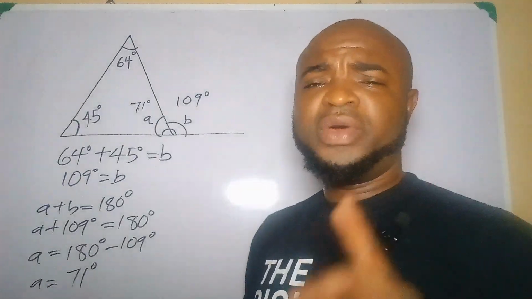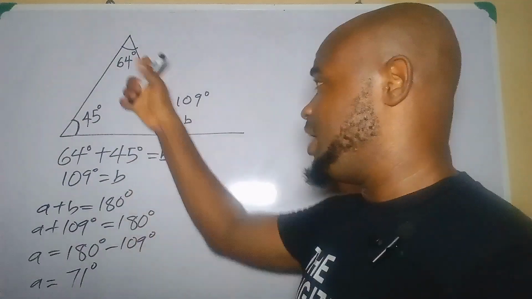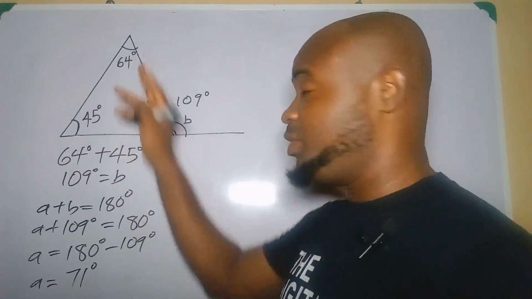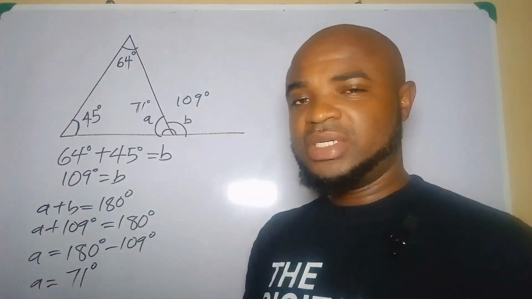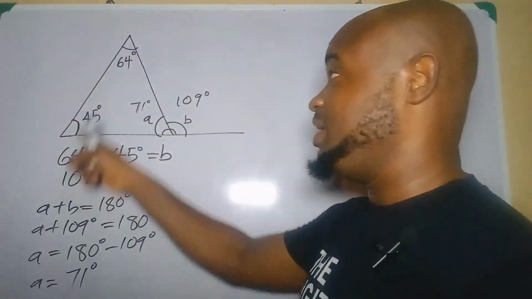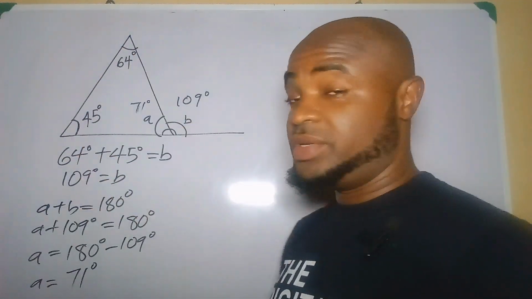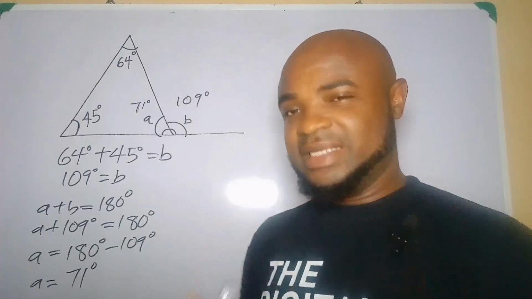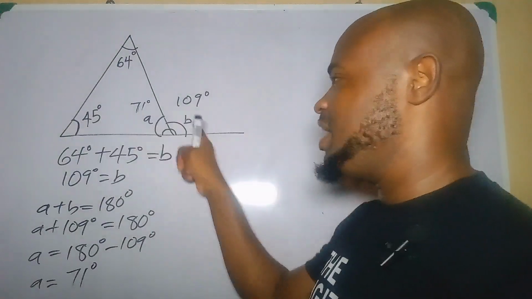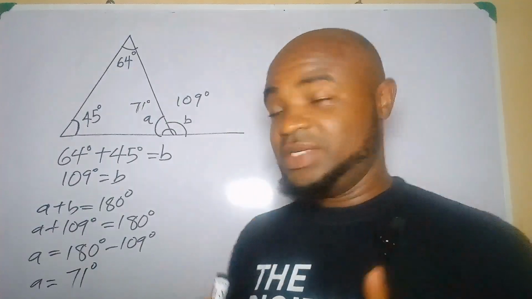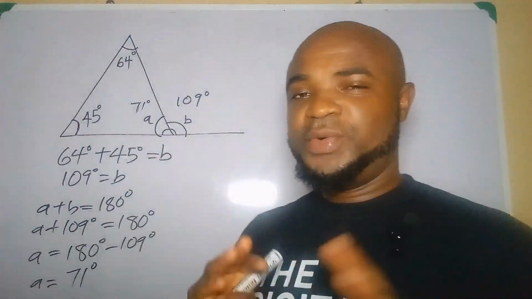And now, one more thing we're going to do before we leave: ensure you add up all the three angles inside this triangle. Always add up the three angles inside the triangle to be sure that yes, the sum is 180 degrees. So if I add up this now, 45 plus 64 degrees will give me 109 degrees, plus 71, that will give me 180 degrees. Also, add up A and B together. 71 plus 109 degrees will give me 180 degrees because these two angles are resting on a straight line.